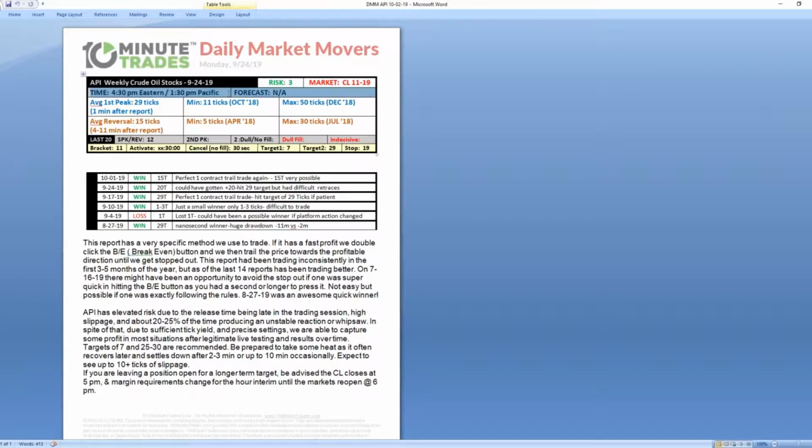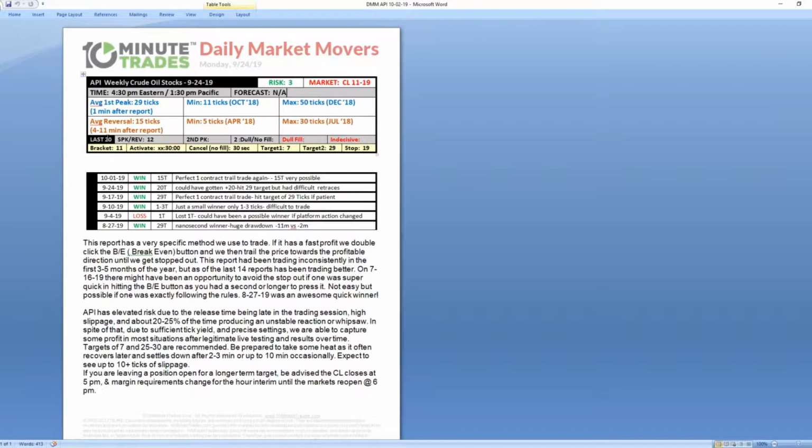There is usually no forecast for this news. It makes it a trickier report to trade. We also list the movement that this event has had over the past up to 18 months. There was a minimum move in October of 11 ticks. There was a maximum move in December of 50 ticks on this report.